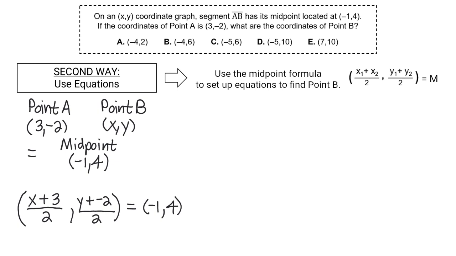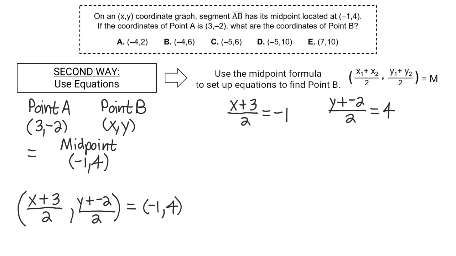We can now make 2 different equations. For the x values, we know that (x + 3)/2 has to equal -1. And for the y values, we know that (y + -2)/2 has to equal 4.